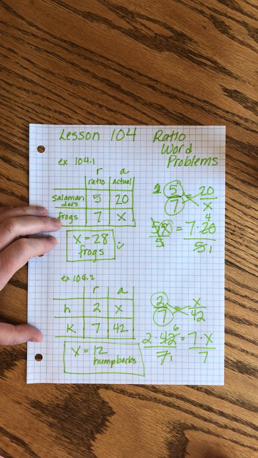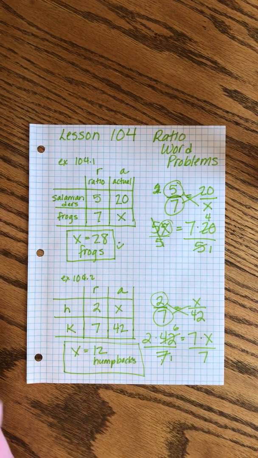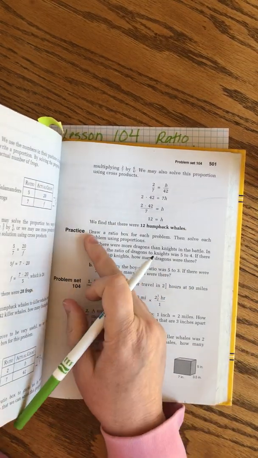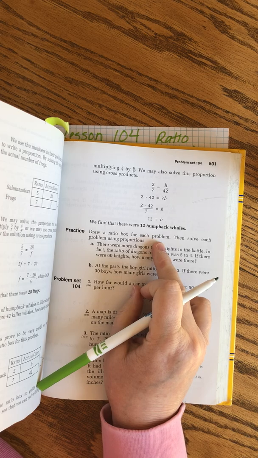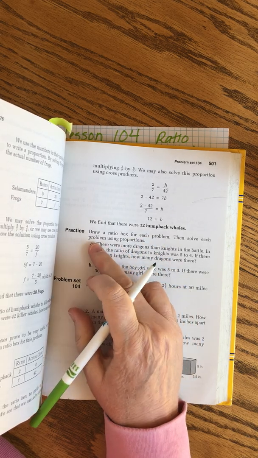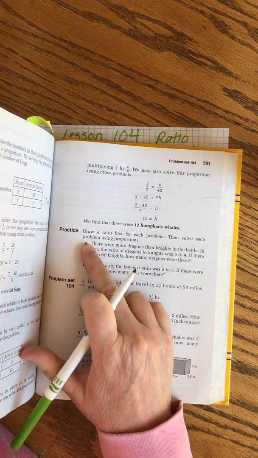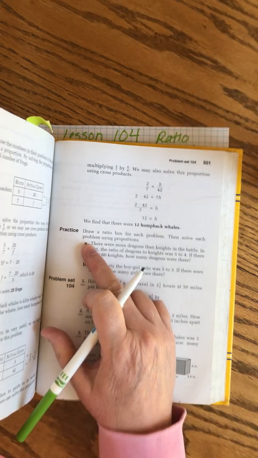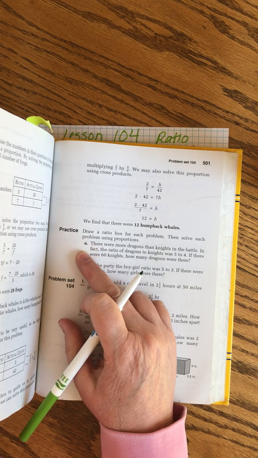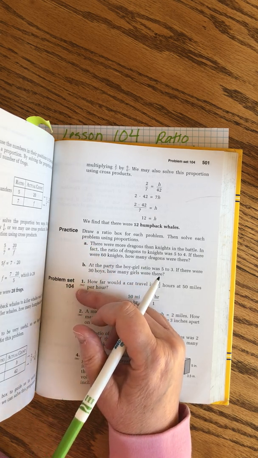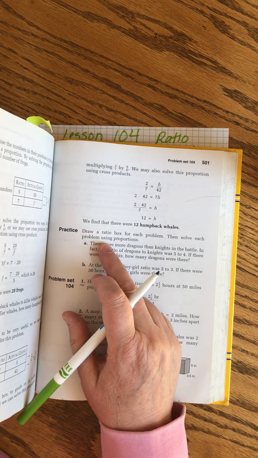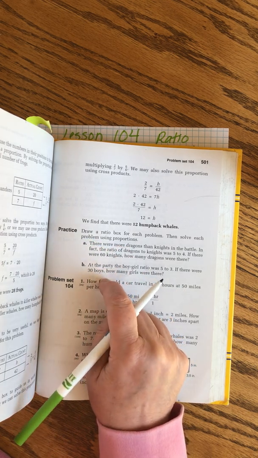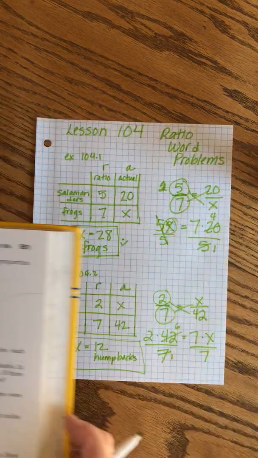That's it. That is lesson 104. The practices. John says draw a ratio box for each problem. He means that tic-tac-toe thing. Then solve the problem using proportions. John's boxes look slightly different than mine. I like mine better, obviously. Draw them like mine. And then solve each problem using the proportions. These problems are exactly like the ones we did.